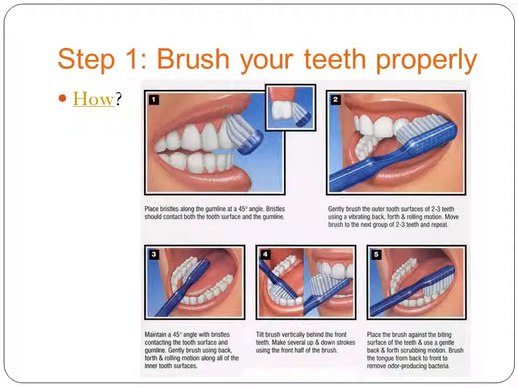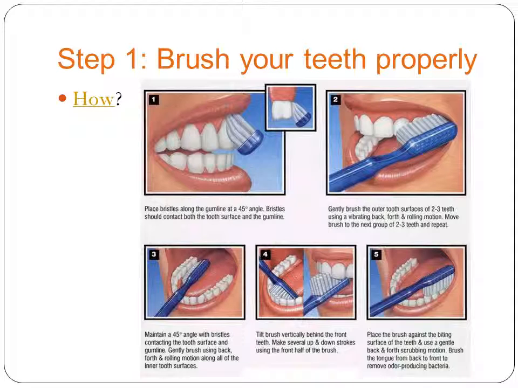You will place the toothbrush at a 45-degree angle towards the gum line. The bristles should contact the tooth surface and gum line. You use a vibrating motion on a set of 2 or 3 teeth, and then you move to the next group and repeat the same procedure. This is for the labial.